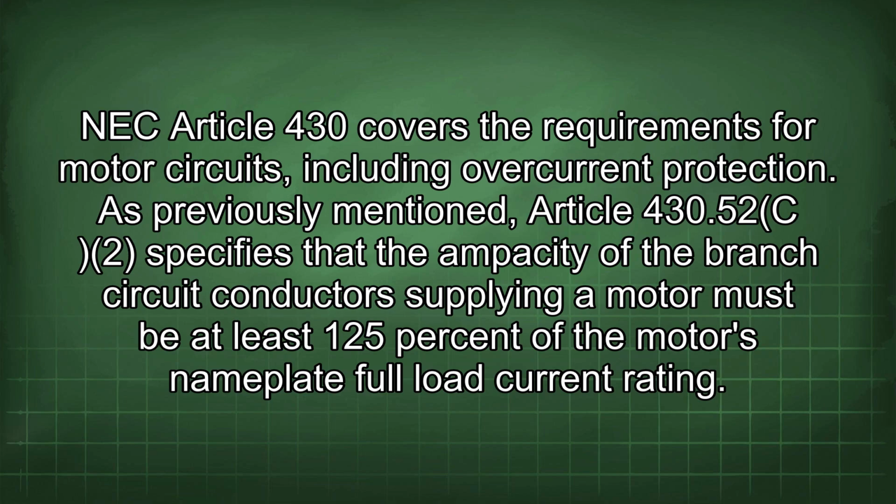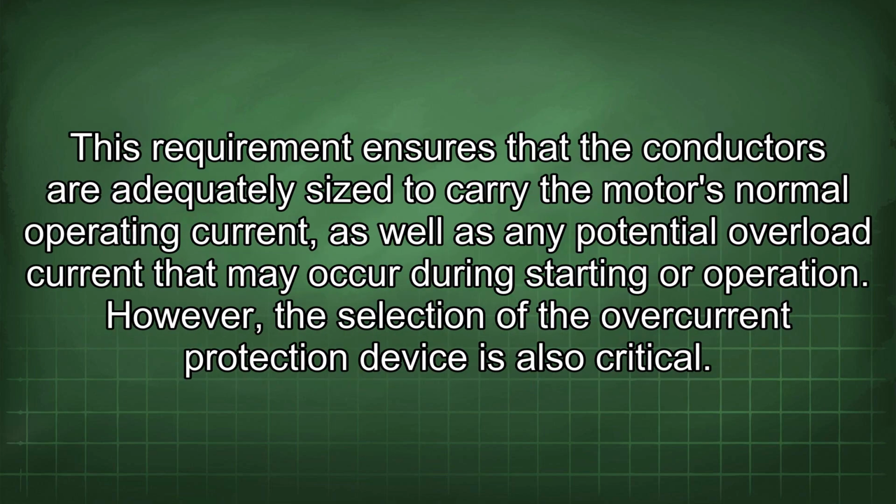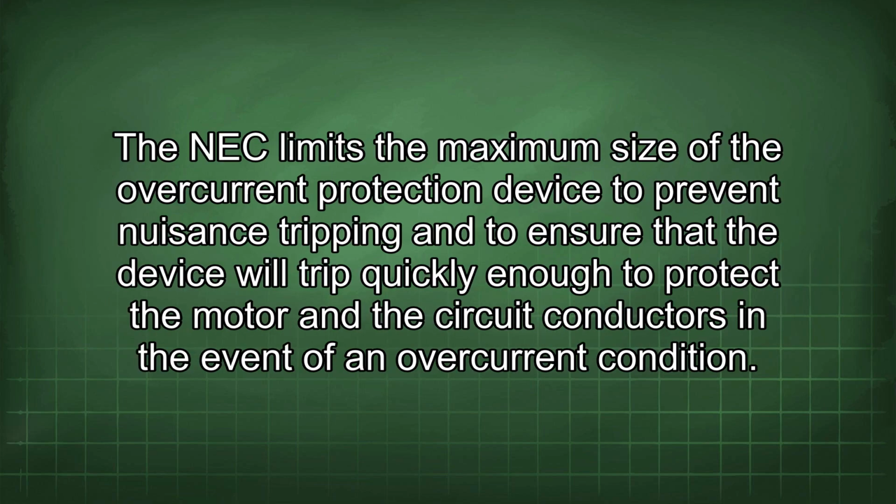As previously mentioned, Article 430.52 C2 specifies that the ampacity of the branch circuit conductors supplying a motor must be at least 125% of the motor's nameplate full load current rating. This requirement ensures that the conductors are adequately sized to carry the motor's normal operating current, as well as any potential overload current that may occur during starting or operation. However, the selection of the overcurrent protection device is also critical. The NEC limits the maximum size of the overcurrent protection device to prevent nuisance tripping and to ensure that the device will trip quickly enough to protect the motor and the circuit conductors in the event of an overcurrent condition.